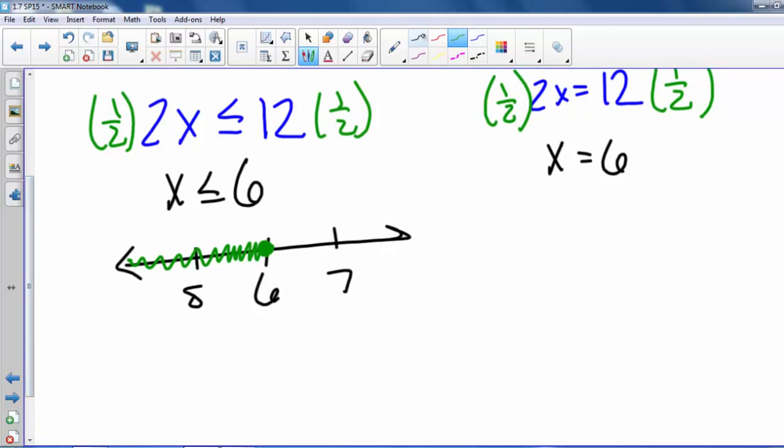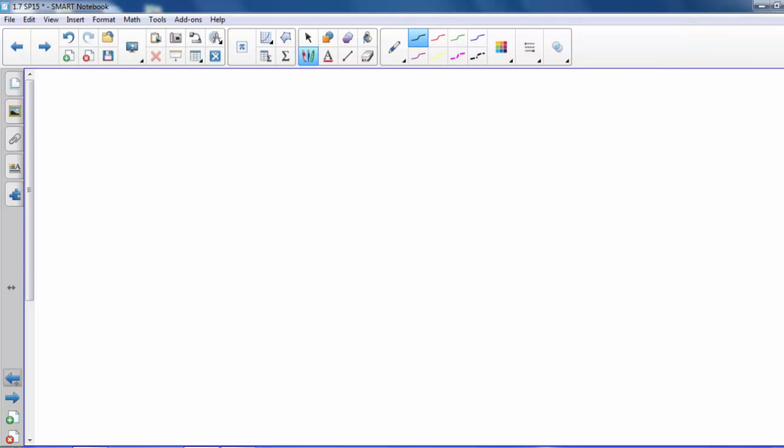So if we write this in interval notation, we include 6, and it goes all the way down to negative infinity. So negative infinity with an open bracket to 6 with a closed bracket. So let's write these rules that we learned formally.